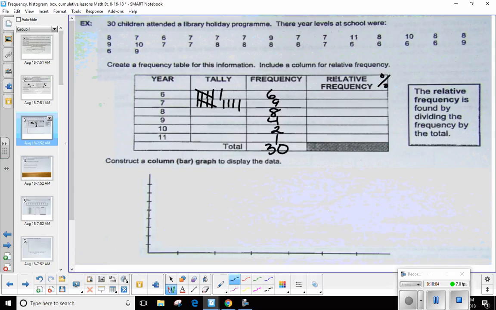All right, so we have 30. So for this first one, I'll go ahead and write it out. We'll have 6/30ths, which is one what? 1/5. So what are we looking at? 20%. Okay, good. And let's just go ahead and keep going. The 7 shows up 9 times, so 9/30ths would be 3/10. Okay, 3/10, so 30%.